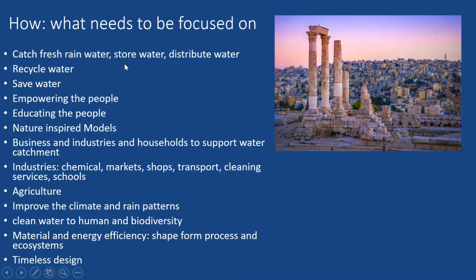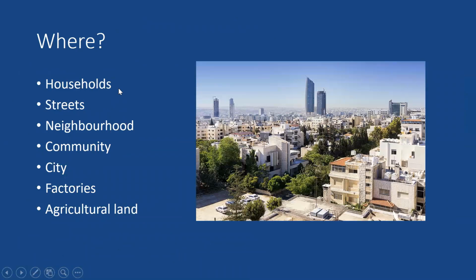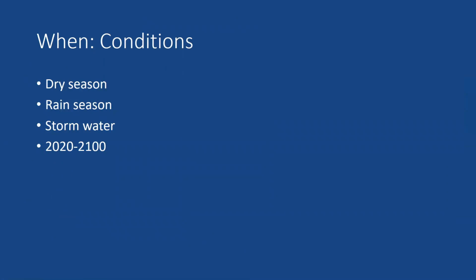The vision includes catching fresh rainwater, storing and distributing it, recycling grey water, saving water, empowering and educating people, and nature-inspired models. Businesses, industries, and households support water catchment and improve agriculture techniques through permaculture, improving climate and rain patterns. It also means clean water for humans and biodiversity, material and energy efficiency, which is an indirect way of saving water, and timeless design. This is going to happen everywhere in Amman, anytime, summer and winter, up until 2100.